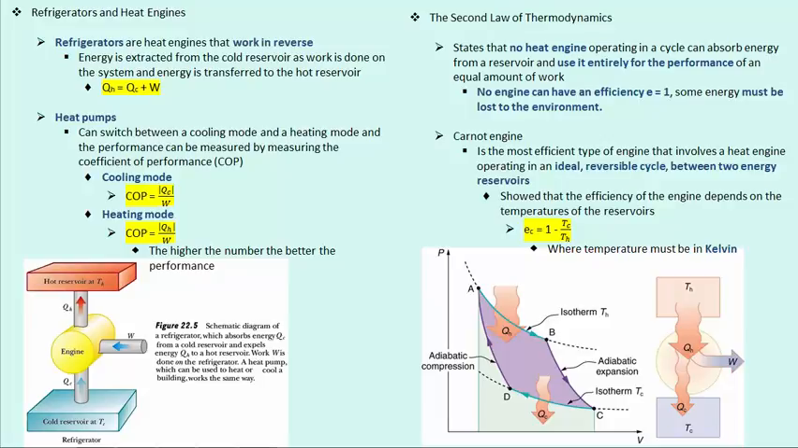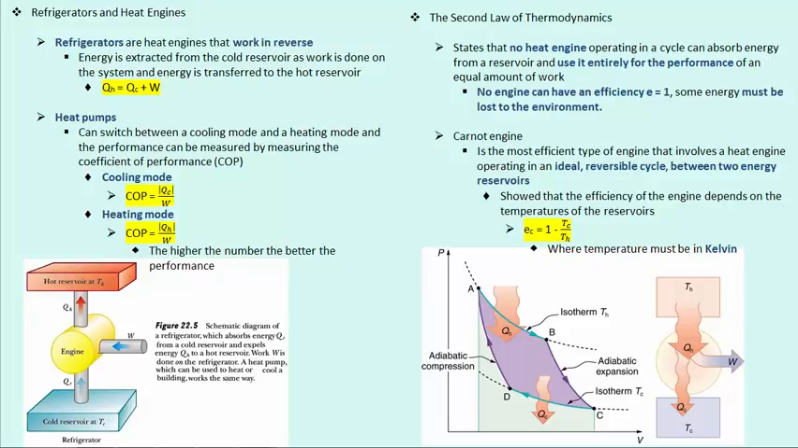which then brings us to our second law of thermodynamics, which states that no heat engine operating in a cycle can absorb energy from a reservoir and use it entirely for the performance of an equal amount of work, which basically states that no engine can have an efficiency above 1, and that some of the energy taken from the reservoir must be lost to the environment.